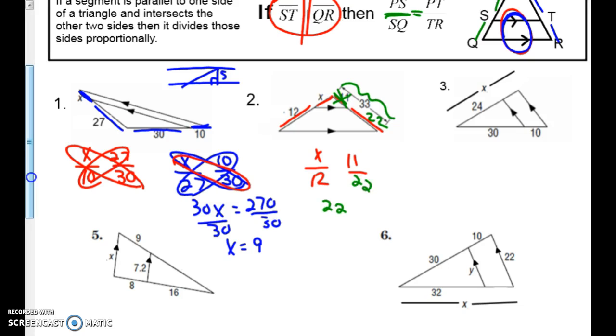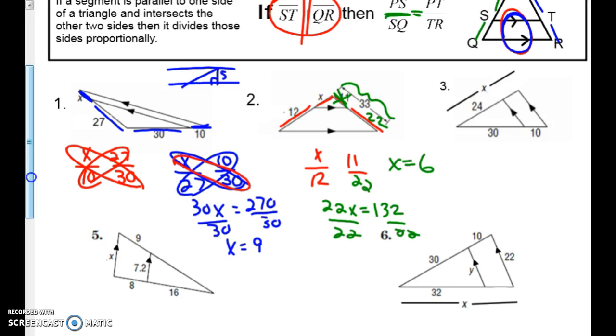So it's 22x. What's 11 times 12? 132. X equals 132 divided by 22. So x equals what? 6. I did that in my head. Are we okay? Yep. Same thing over here.